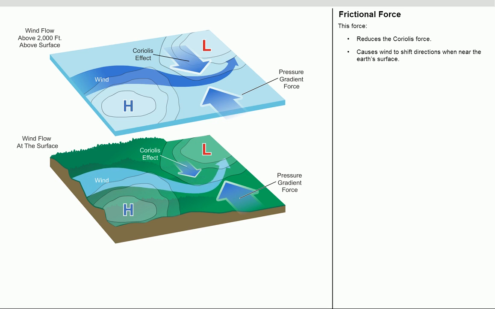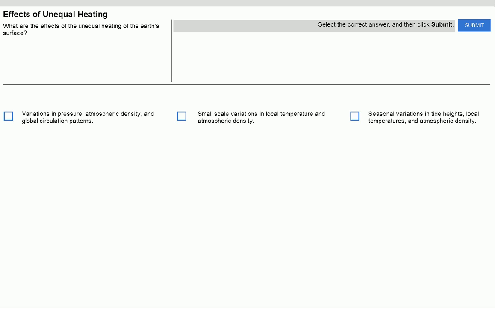However, within about 2,000 feet above the ground, friction force from the Earth's surface slows the moving air. This force reduces the Coriolis force, and causes the wind to shift directions when near the Earth's surface, from its path along the isobars toward the lower pressure.